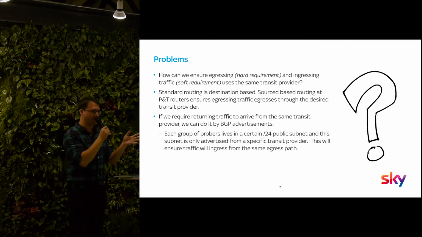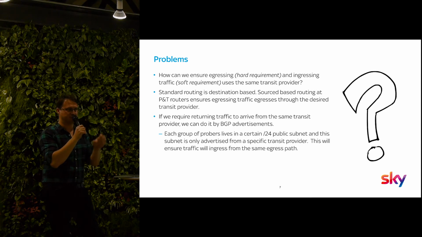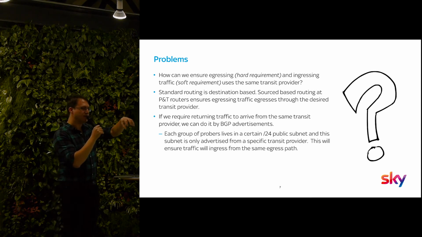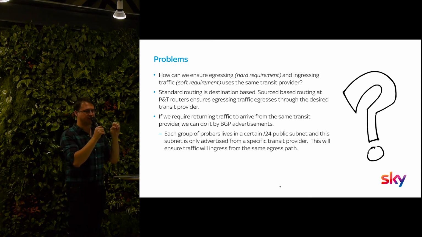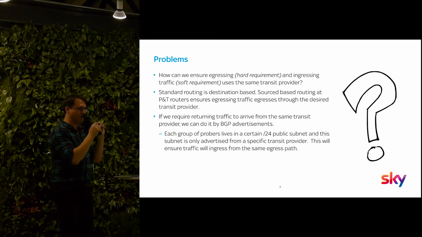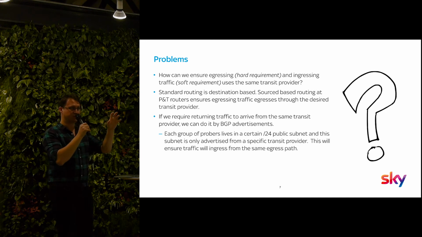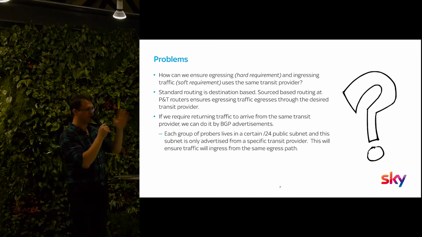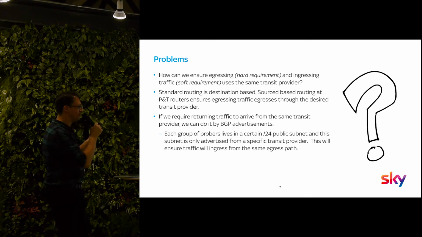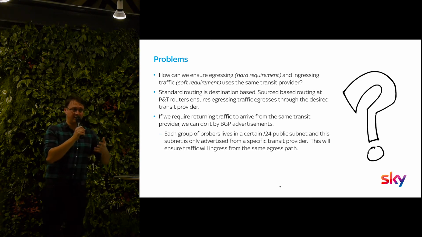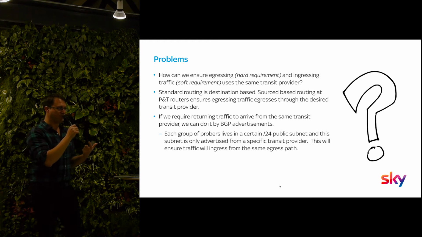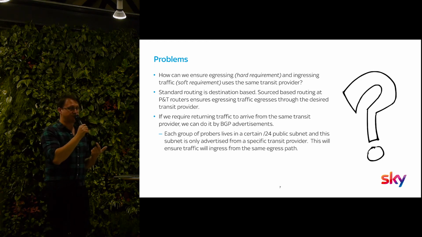So what we did is, on the peer transit provider routers, the edge routers, we did source routing. For example, a prober wants to measure transit provider 1, and the source routing ensures that the outgoing traffic goes through transit provider 1. This solves half of the routing problem. Then the other half is the incoming traffic, obviously.